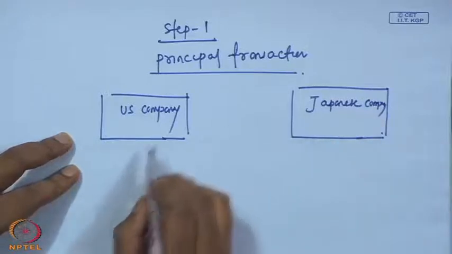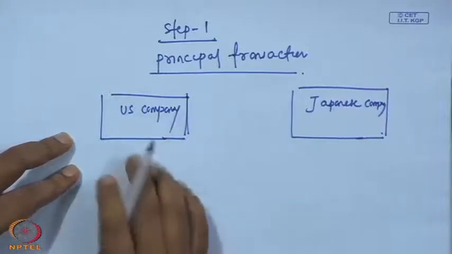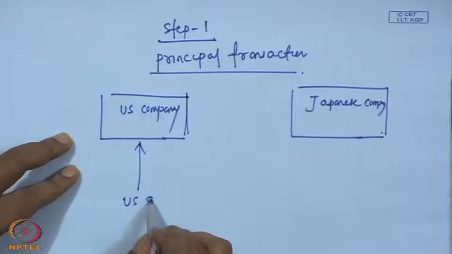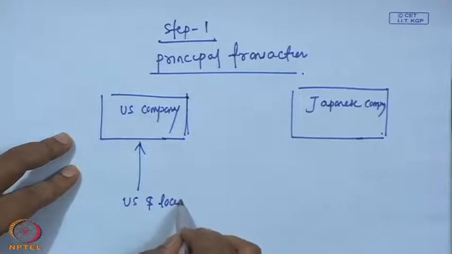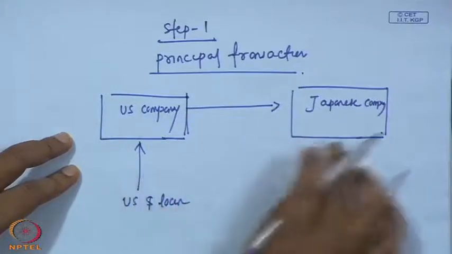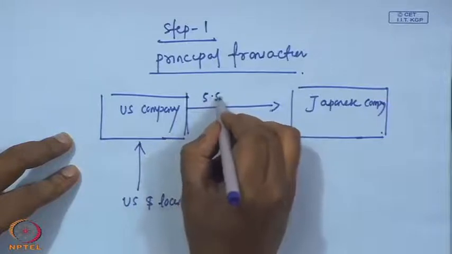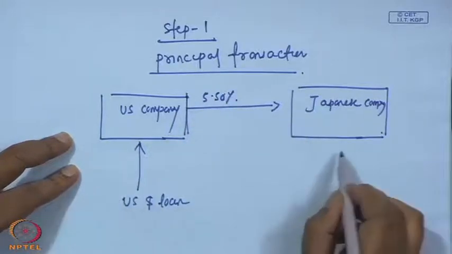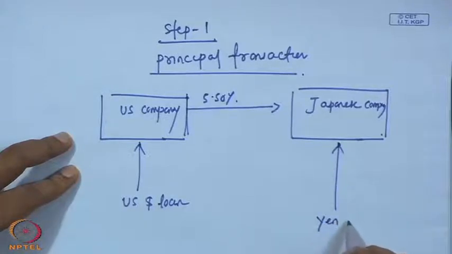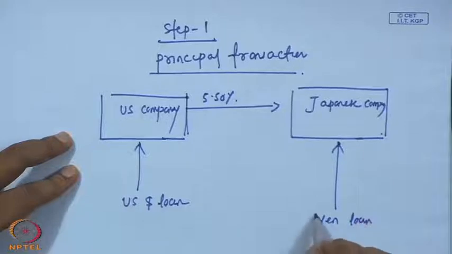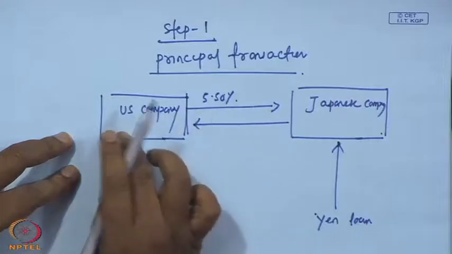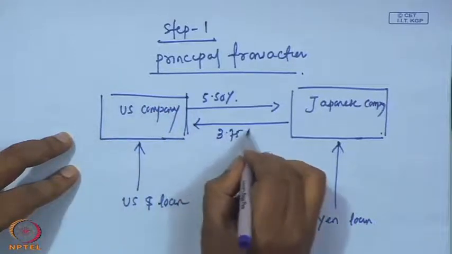So, what will happen? This US company will raise US dollar loan and give the US dollar loan to the Japanese company at 5.5%, and the Japanese company will raise yen loan, yen denominated loan, and give this loan amount to the US company at 3.75%.